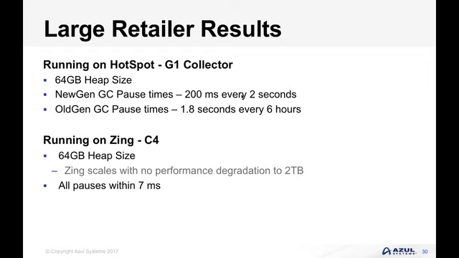If you're trying to deliver results quickly, 1.8 seconds might not seem like a lot, but it can be a very significant thing in certain situations. With Zing, they were able to scale the heap size much bigger without any degradation. All the pauses they got were within 7 milliseconds. So that's way, way lower.